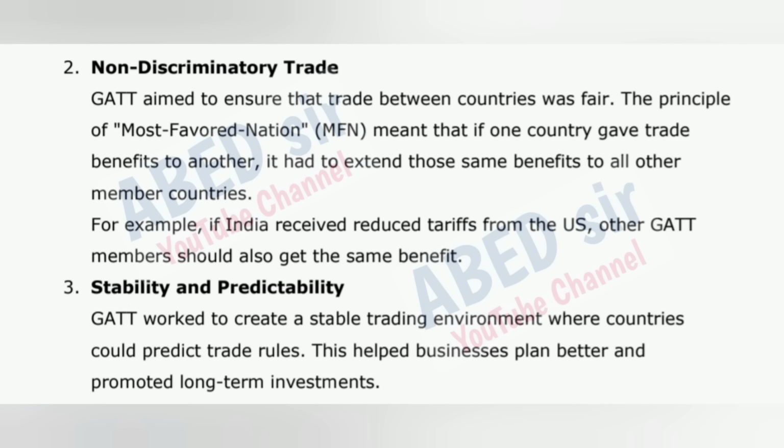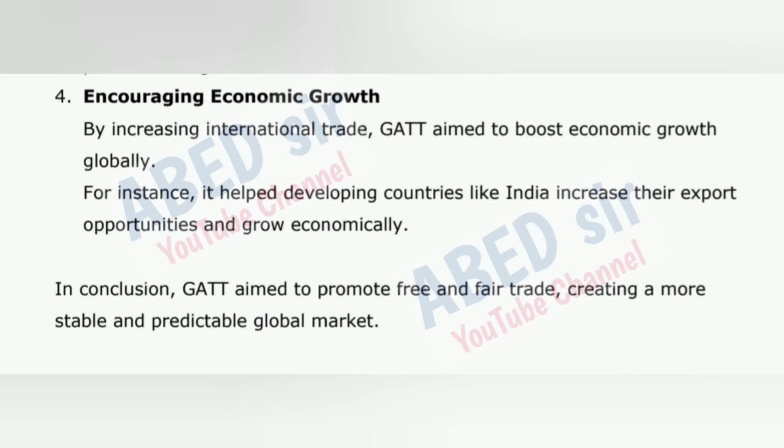3. Stability and predictability. GATT worked to create a stable trading environment where countries could predict trade rules. This helped businesses plan better and promoted long-term investments. 4. Encouraging economic growth. By increasing international trade, GATT aimed to boost economic growth globally. For instance, it helped developing countries like India increase their export opportunities and grow economically. In conclusion, GATT aimed to promote free and fair trade, creating a more stable and predictable global market.